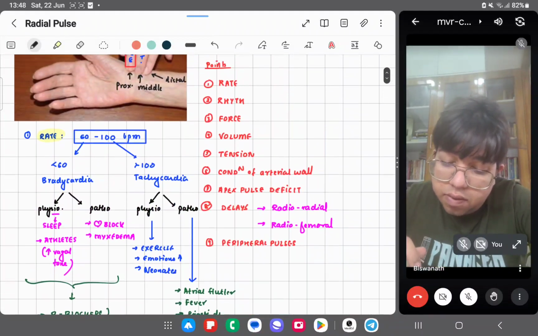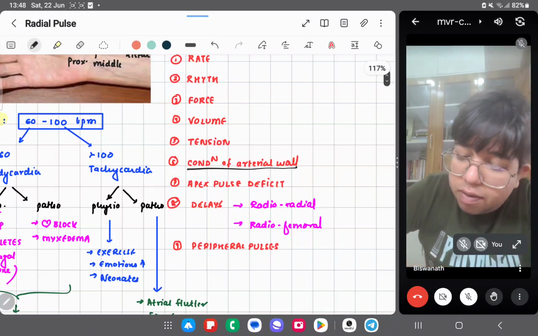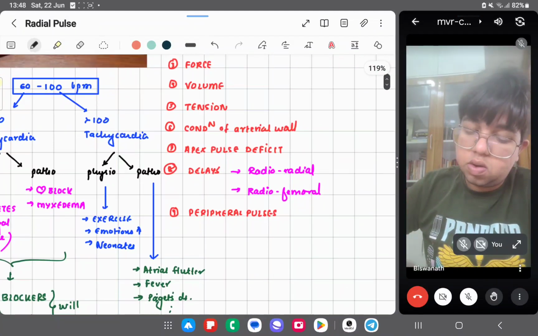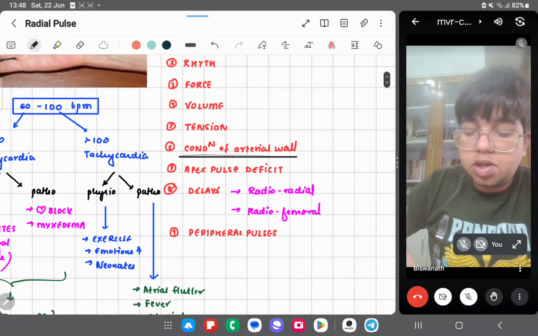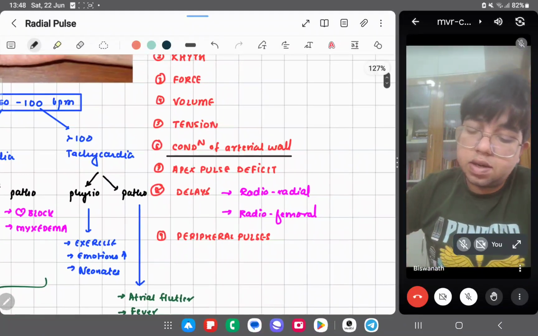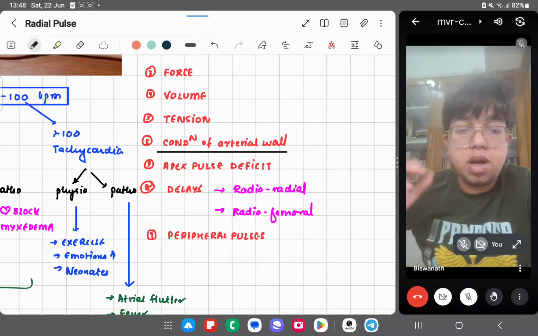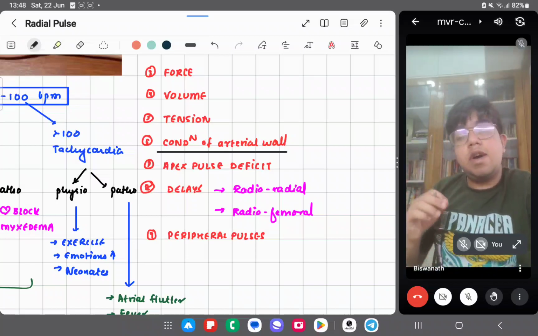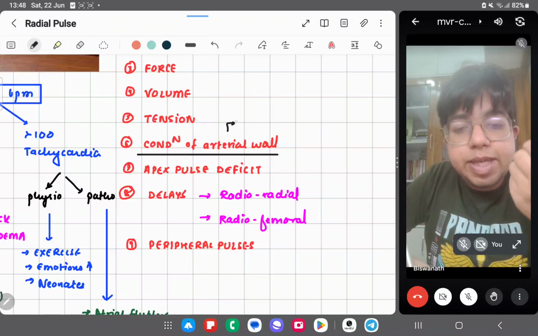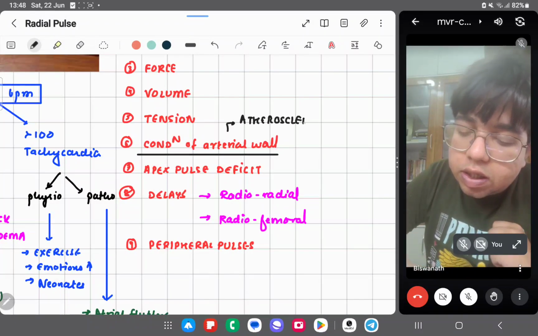The sixth one we wrote, maybe. No, the sixth one is the condition of the arterial wall. Condition of arterial wall, you just know that I am talking about what are the things in older people. Basically I'm talking about people who have gotten old. They have an arterial wall in which atherosclerosis is basically present. So I'm talking about atherosclerosis.